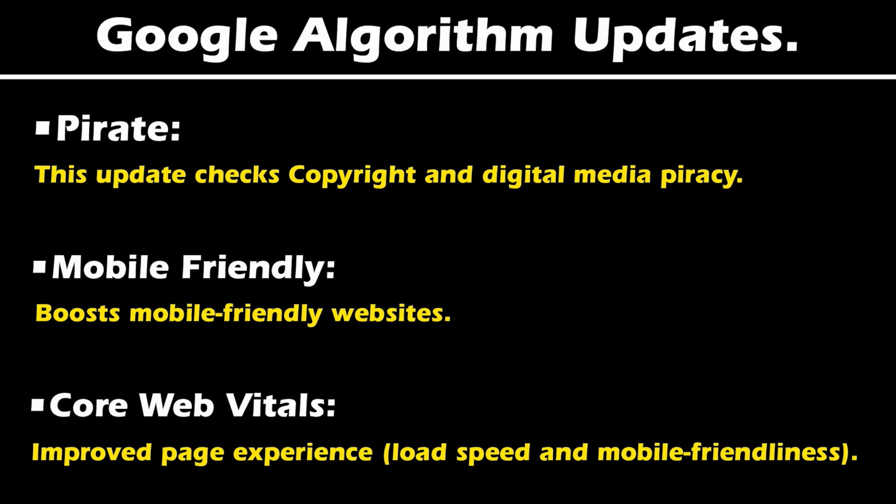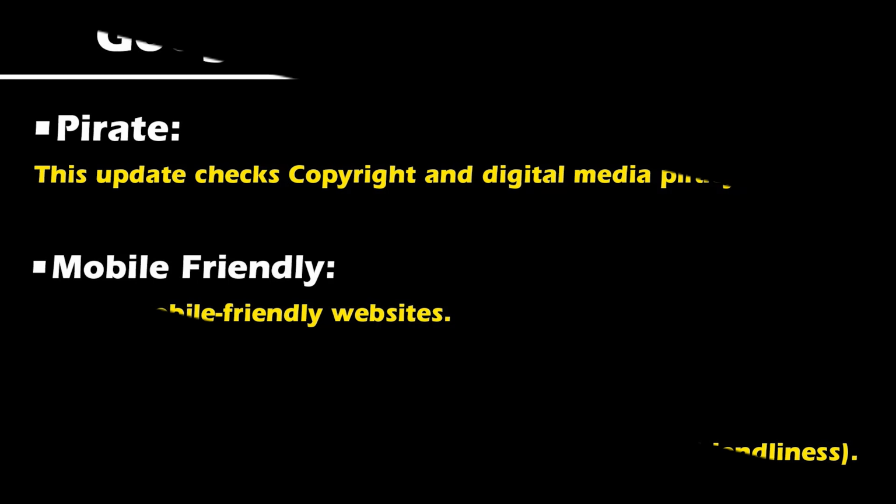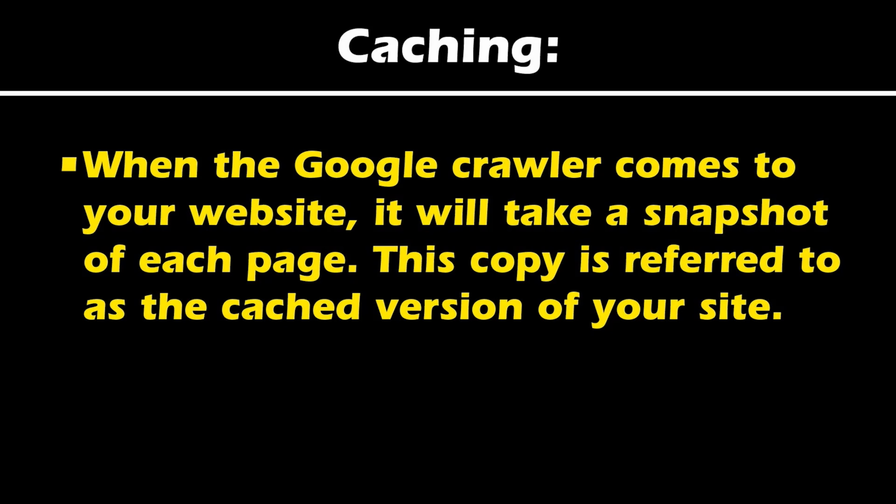Google Pirate algorithm. This update checks copyright and digital media piracy. Mobile-friendly algorithm. Boosts mobile-friendly websites. Core Web Vital algorithm. Improved page experience, load speed, and mobile friendliness. Caching. When the Google crawler comes to your website, it will take a snapshot of each page. This copy is referred to as the cached version of your site.